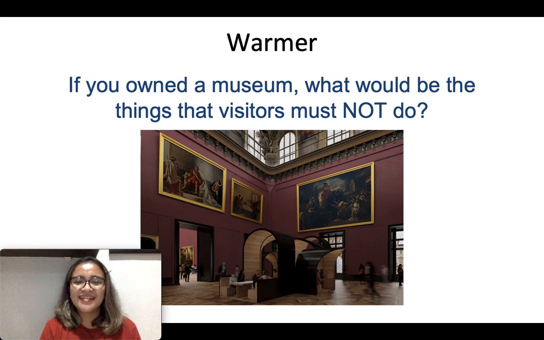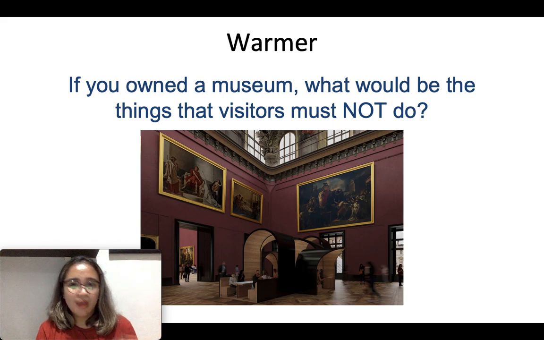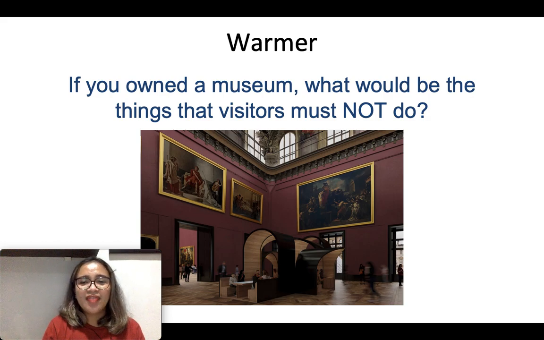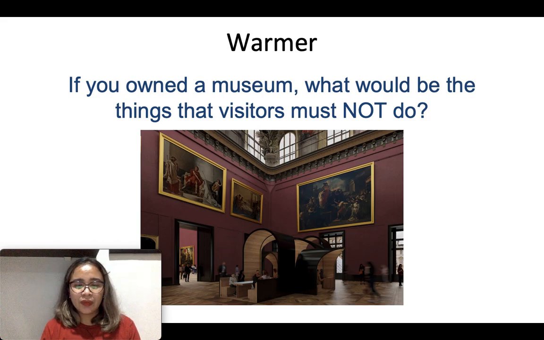Okay, now you're back. So if you own a museum and you want visitors not to do something, you can say, do not touch, or please do not touch. That is basically something that visitors cannot do. Pay attention to the expression, do not touch. The owner of the museum does not say you do not touch or you cannot touch, but just says do not touch.